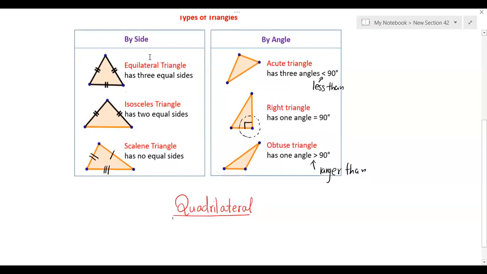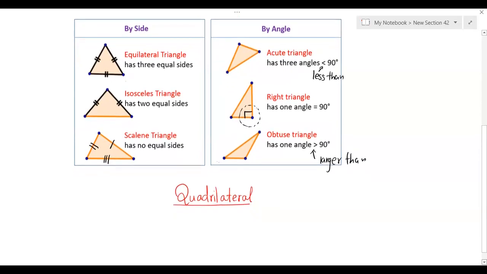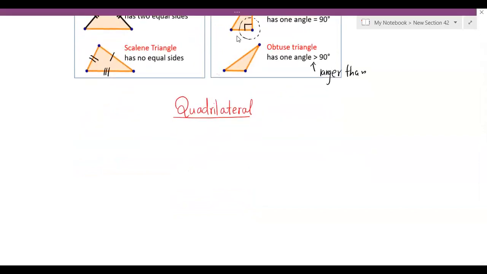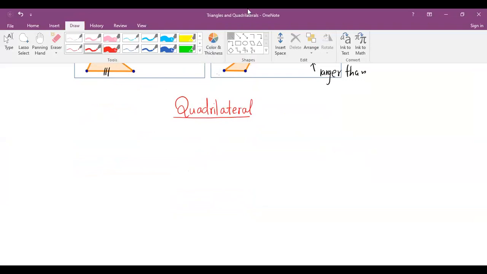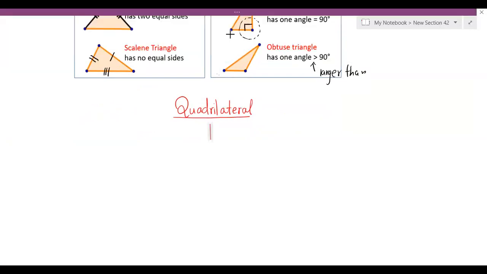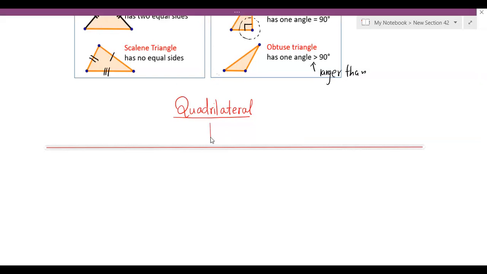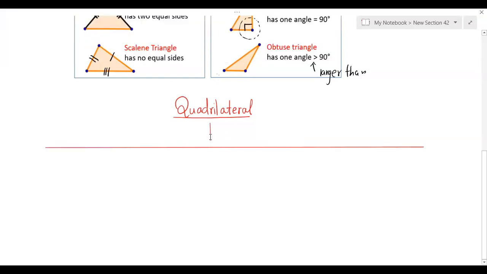But in quadrilaterals, when all the sides are equal, it is called a square. Okay, you have heard of the square. So the square is also a quadrilateral. But what is the characteristic of the square? All sides are equal. Then when all the sides are equal in a quadrilateral, it is called a square.